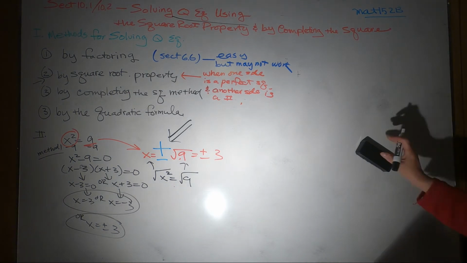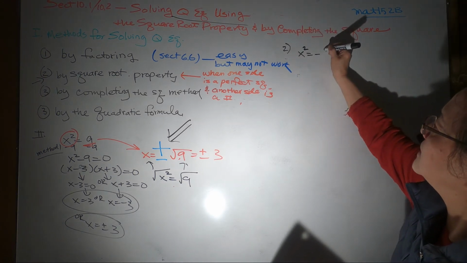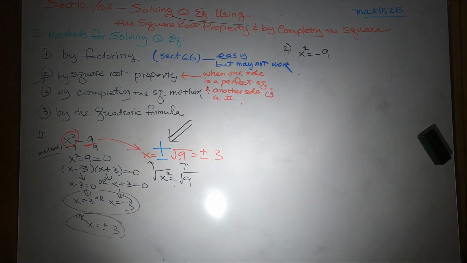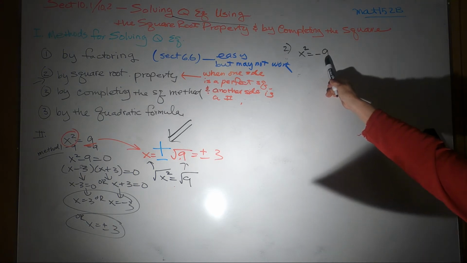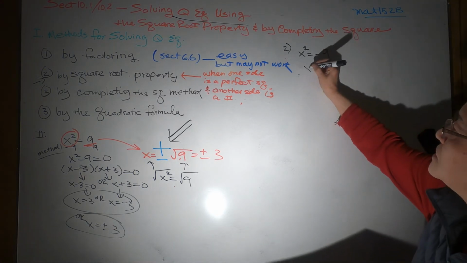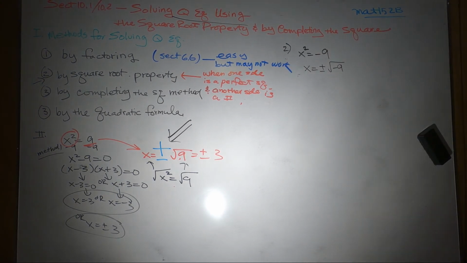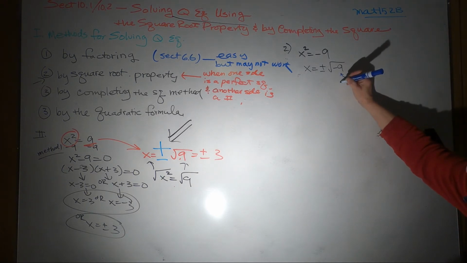Okay? Then if you look at number 2, x squared equals -9. Do you have one side is a perfect square, another side is a number, right? But what do you think? Can anything squared be a negative number? Not really. Or you can do it, x equals what? Plus minus square root of -9, right? But we said the even root, inside the even root, you cannot have a negative number, right?